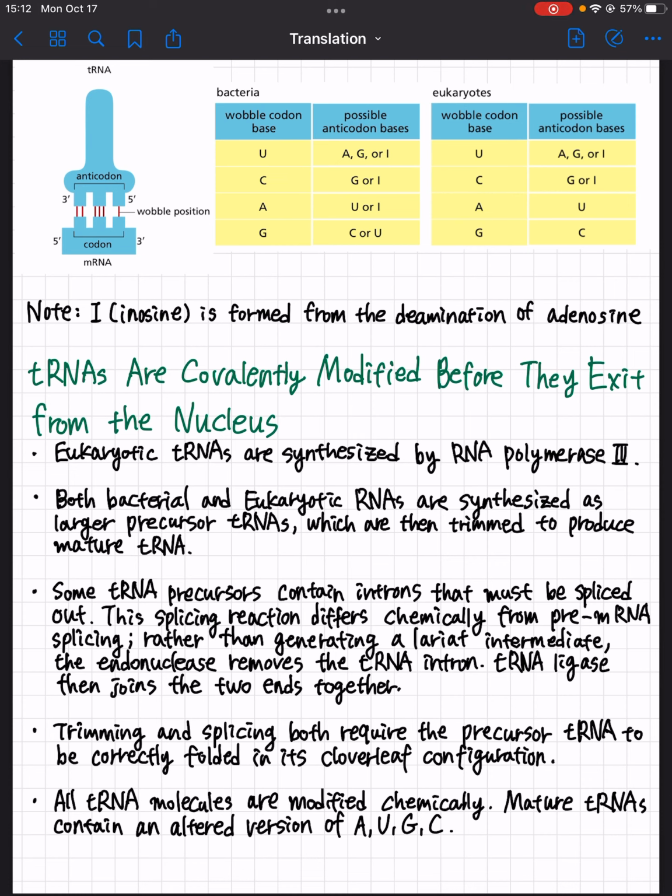Rather than generating a lariat intermediate, tRNA splicing uses a cut and paste mechanism that is catalyzed by proteins. Trimming and splicing both require the precursor tRNA to be correctly folded in its cloverleaf configuration. Because misfolded tRNA precursors will not be processed properly, the trimming and splicing reactions serve as quality control steps in the generation of tRNAs.